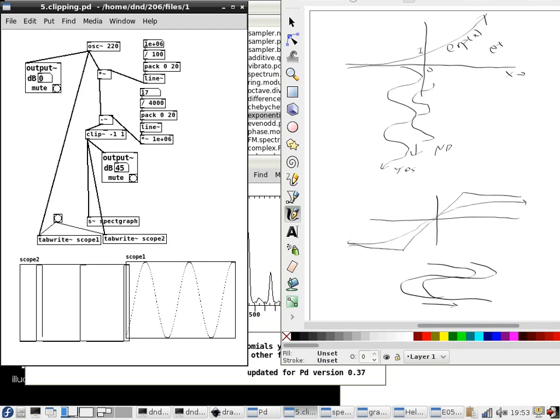And who knows whether they decided on 44.1 because it would make a beat when it folded over. Don't know. Something. All right. This is a place to stop for now.